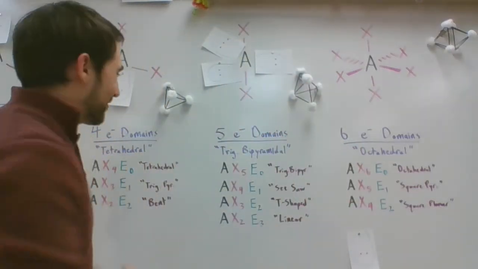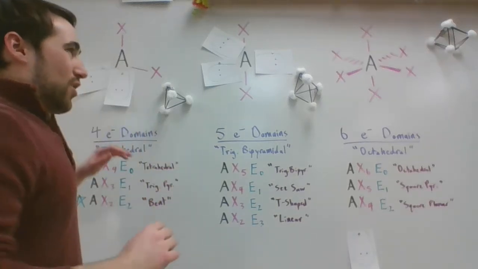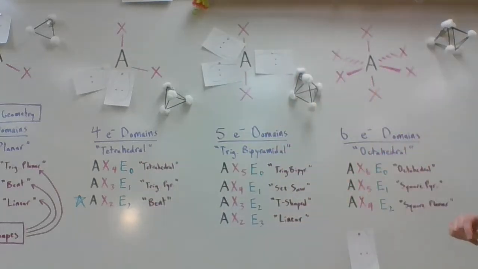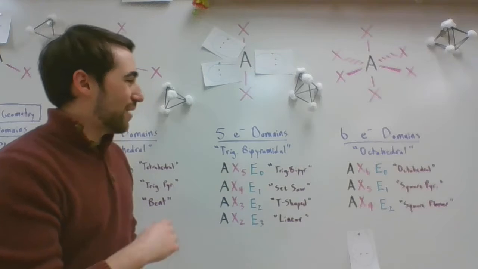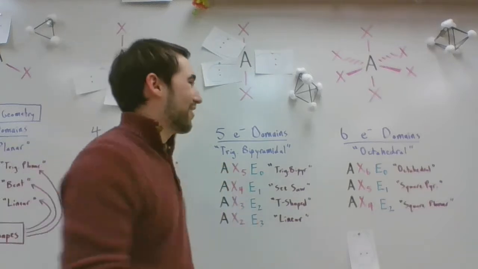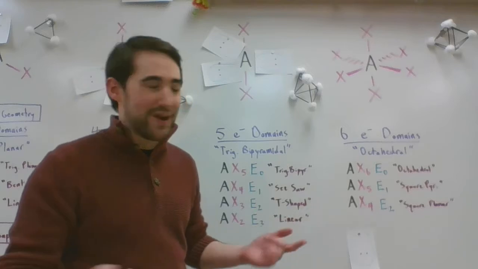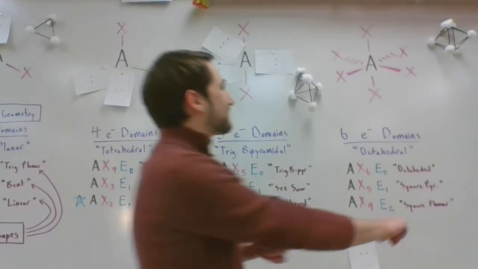All right. So those are our different shapes for our 5 electron domains. One left. All right, let's talk about 6 electron domains. When we have 6 electron domains, our electron geometry is called octahedral. Again, no matter whether all 6 of those are bonded atoms or some of them are lone pairs, your electron geometry is octahedral.